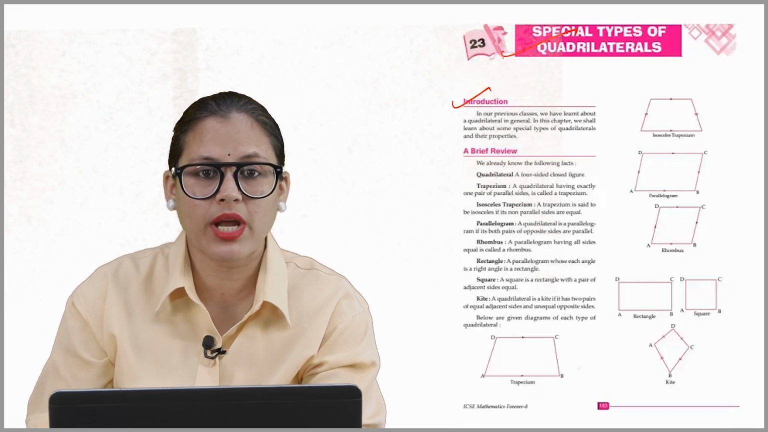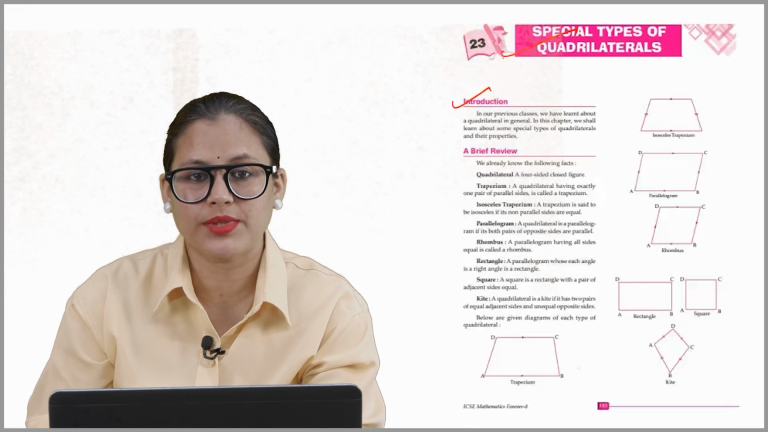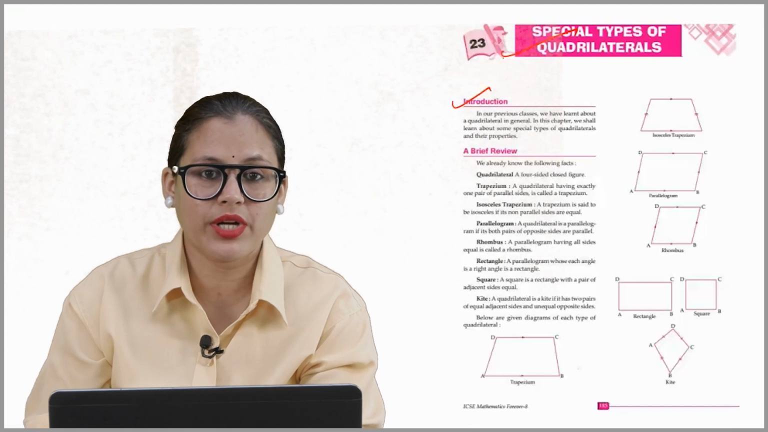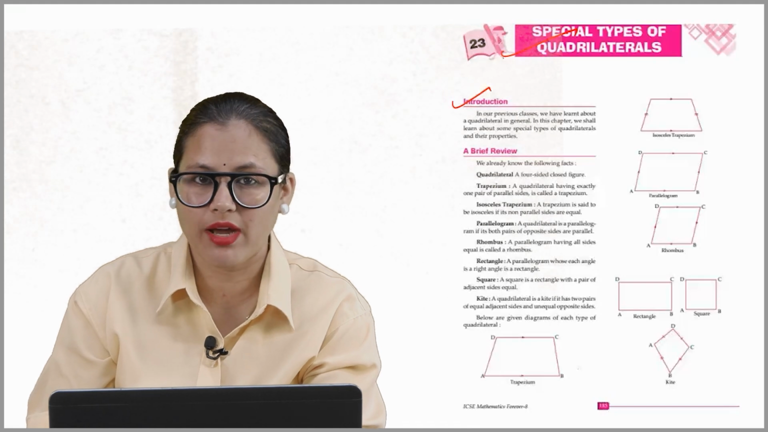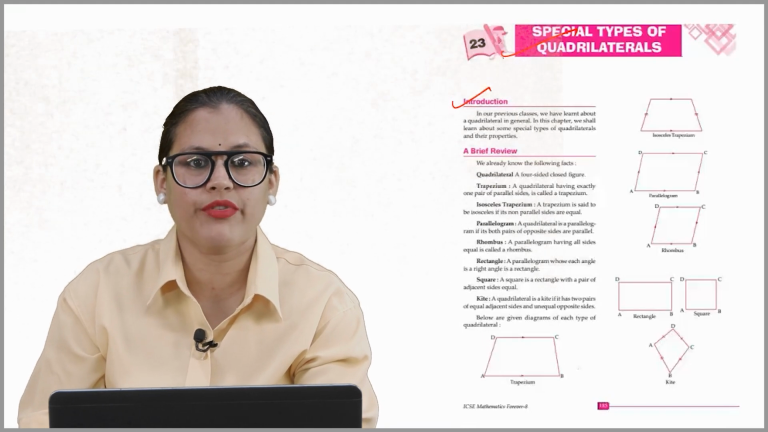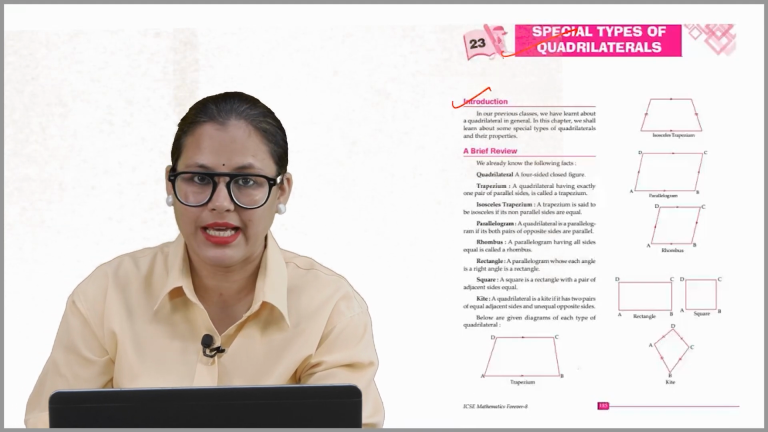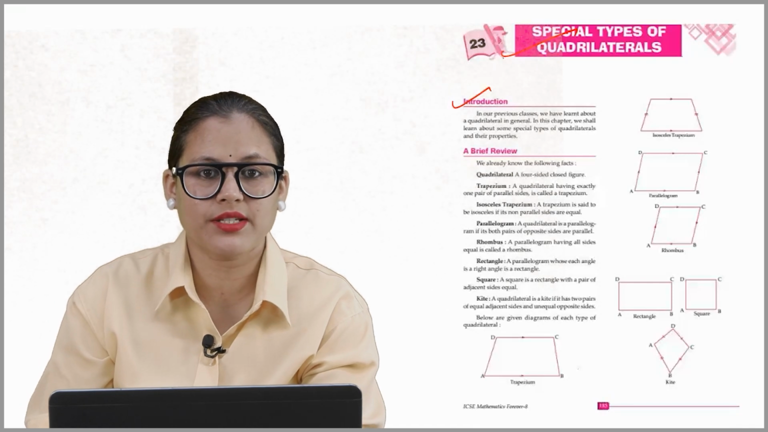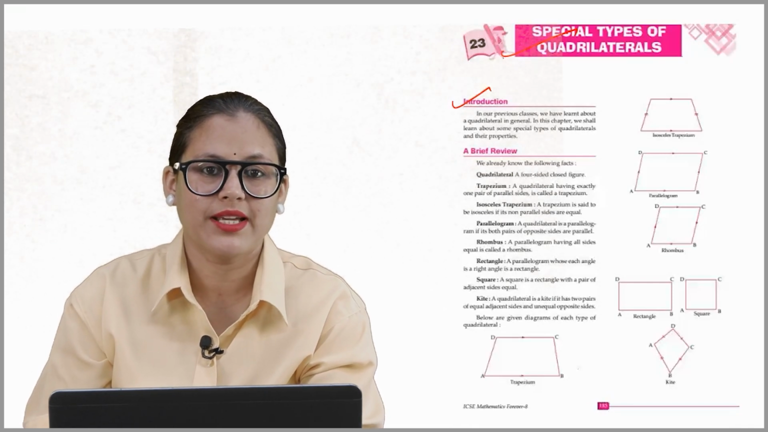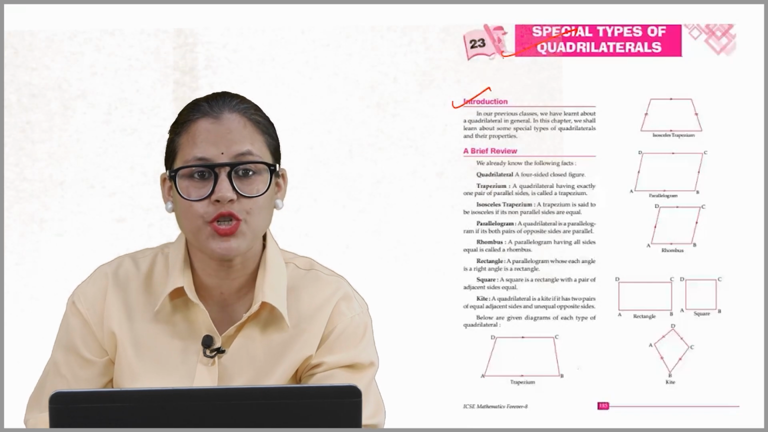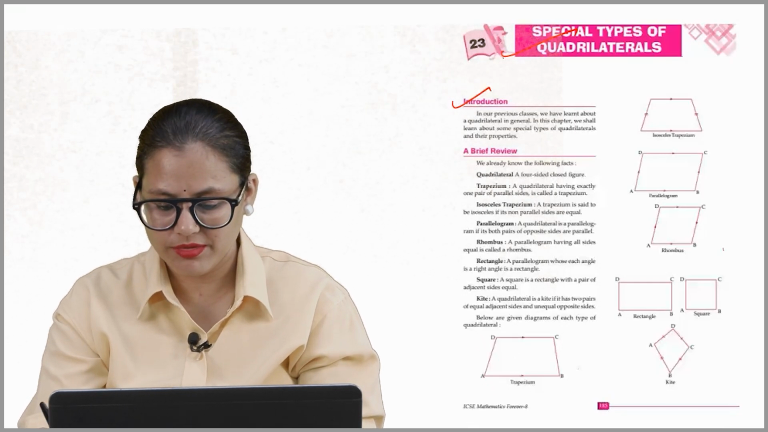Rhombus: a parallelogram having all sides equal is called a rhombus. Rectangle: a parallelogram whose each angle is a right angle is a rectangle. Square: a square is a rectangle with a pair of adjacent sides equal. Kite: a quadrilateral is a kite if it has two pairs of equal adjacent sides and unequal opposite sides. Below are given diagrams of each type of quadrilateral.